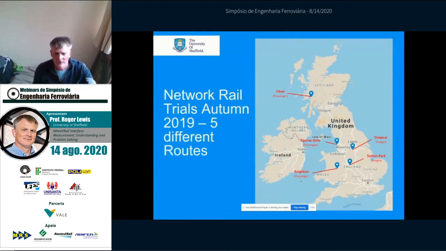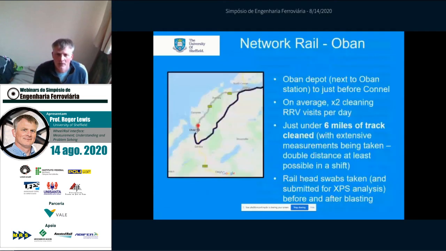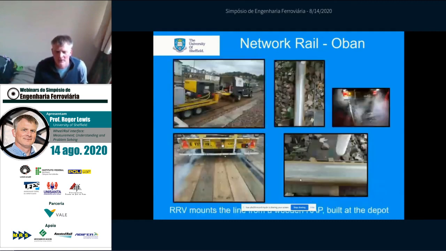Because of the success of the trial with Supertram, Network Rail gave us 5 sites to clean last autumn across the UK. The one I'm going to focus on was the one where we tested in Scotland, near Oban, a very beautiful place, Oban. Not so much in autumn or winter though, when it's very cold and wet. So we were cleaning 6 miles of track each night, essentially.